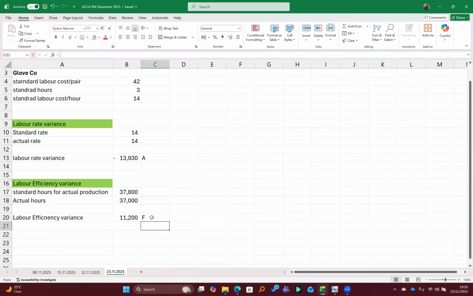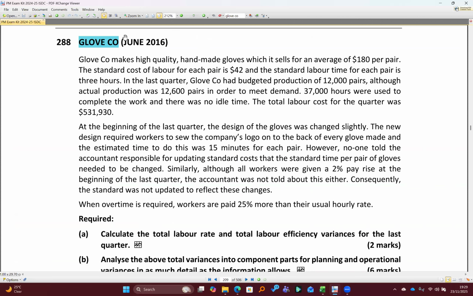All right. So this is the labor rate and labor efficiency variance. Now, this is where we normally stop. But in this case, they are also telling you that some things had changed that may have contributed to these variances. And this is what they are saying here. That at the beginning of the quarter, the design of the gloves was changed, that the new design required you to sew the logo, which took an extra 15 minutes.